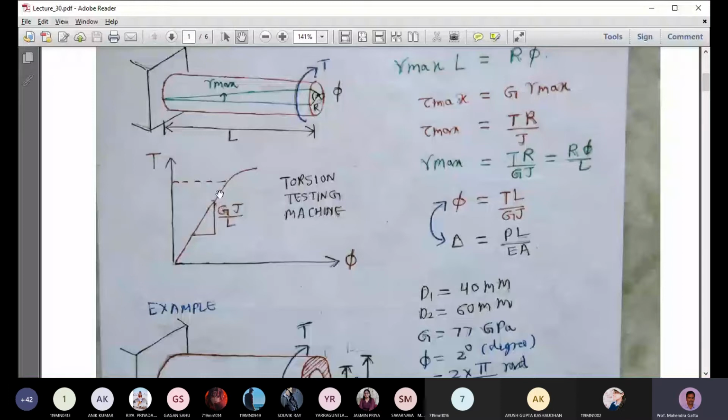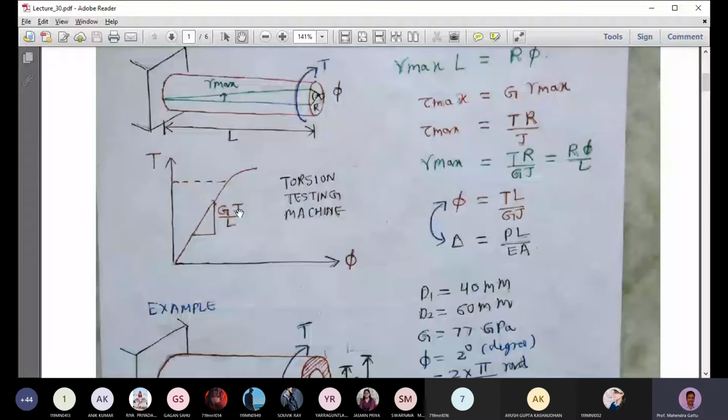In that scenario, the slope of this line will be obtained by sending GJ by L to the right hand side, so we get T equals GJ by L times phi. So the slope of the torque and angular twist diagram is GJ by L.